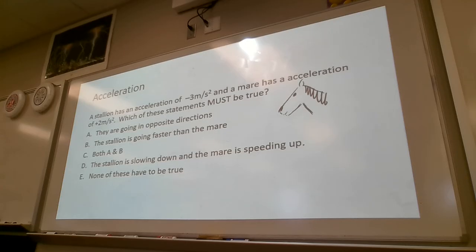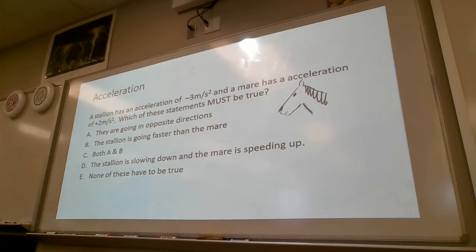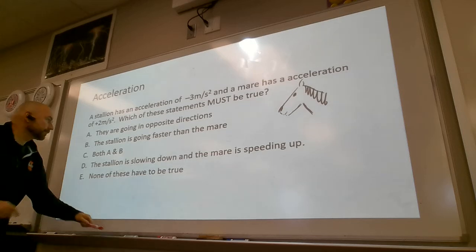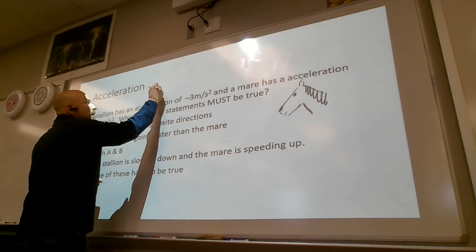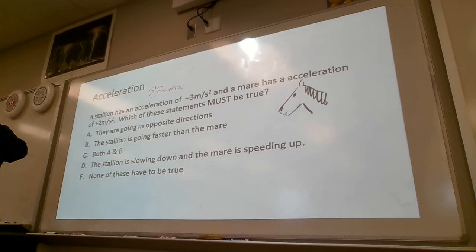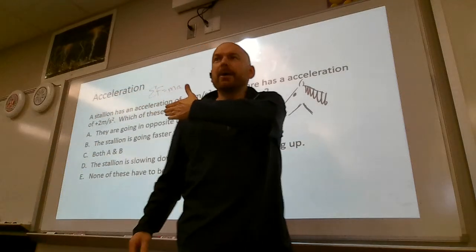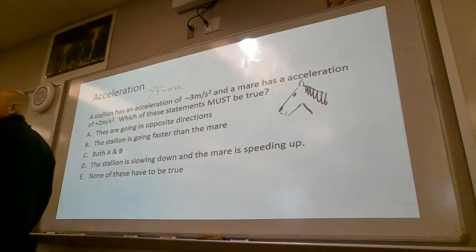Is it speed? Correct answer is E, educated elephants. The direction of acceleration tells you nothing in terms of the motion. The only thing it can tell you definitively is the direction of the force. The stallion experiences a force this way. So if it's going this way, it's slowing down. If it's going this way, it's speeding up.